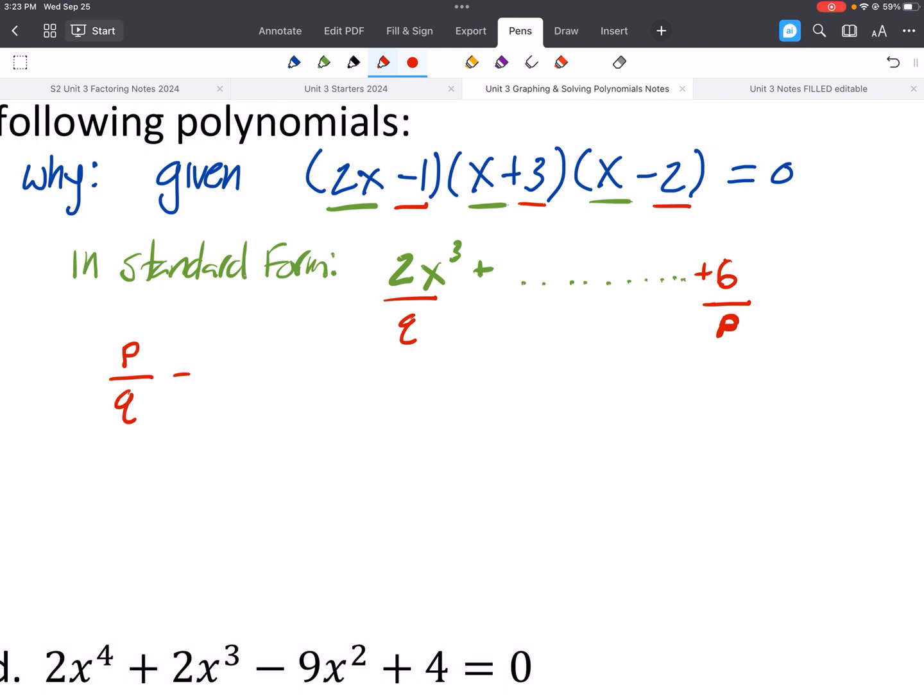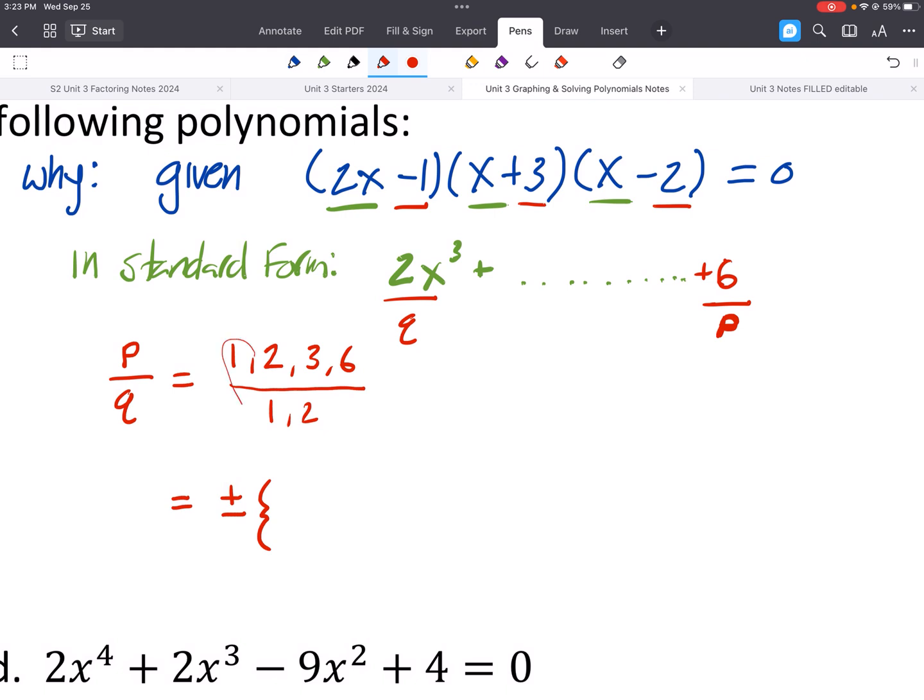So let's write down what the factors of P are. The factors of P are 1, 2, 3, and 6. Those are the only numbers that can multiply to 6. And the factors of Q, well, Q is 2, so we'd have 1 and 2. Now we want to write down all of these possible combinations. First off, we don't know if these numbers are going to be positive or negative, so we write down a plus or minus. And then from there, we start writing down all the combinations.